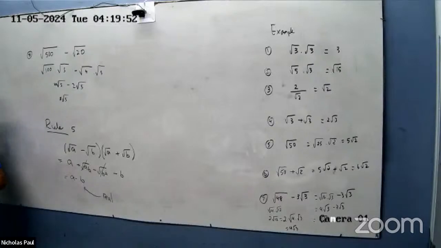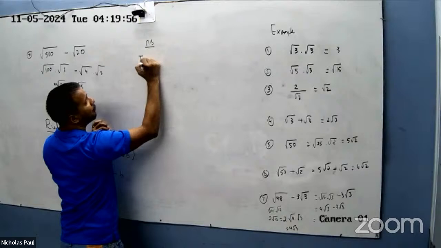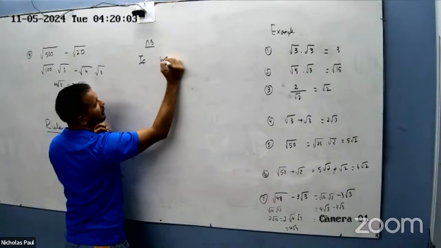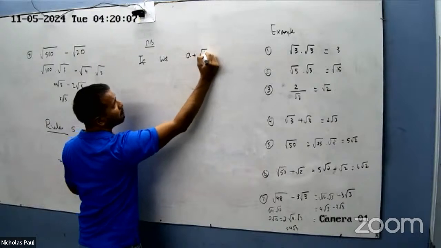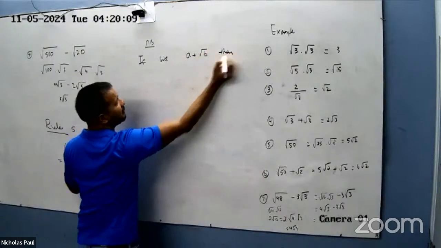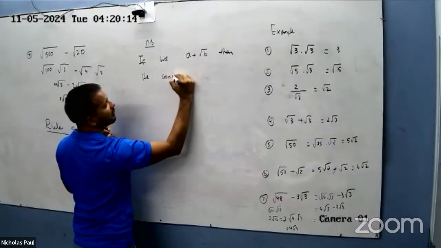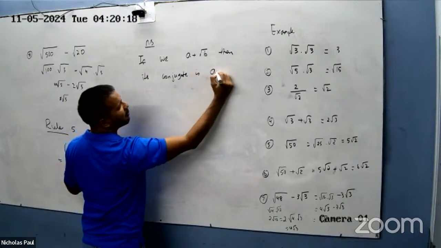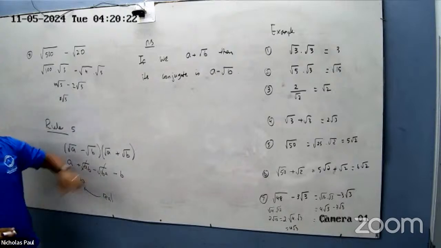All right? So there's one small note I want to give you. If we have A plus root B, then its conjugate is A minus root B. Okay? Change the sign in the middle.